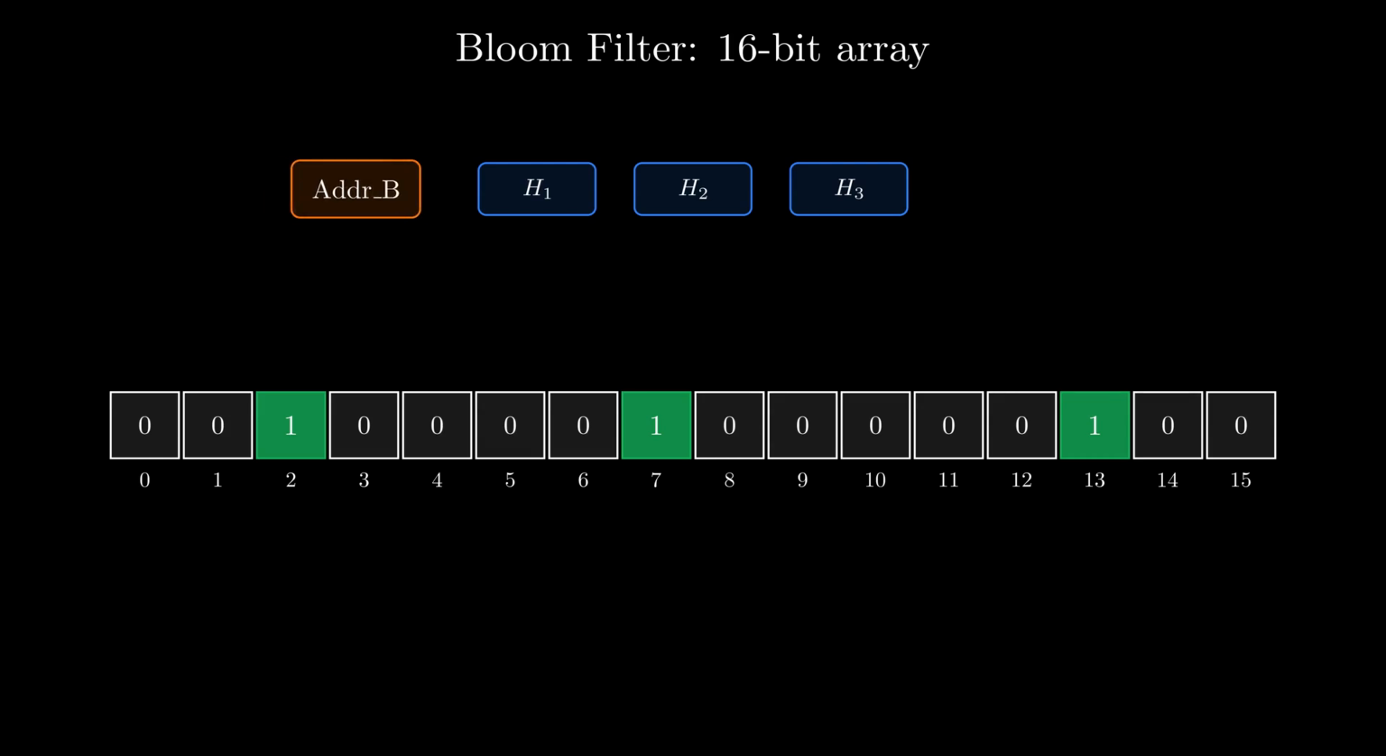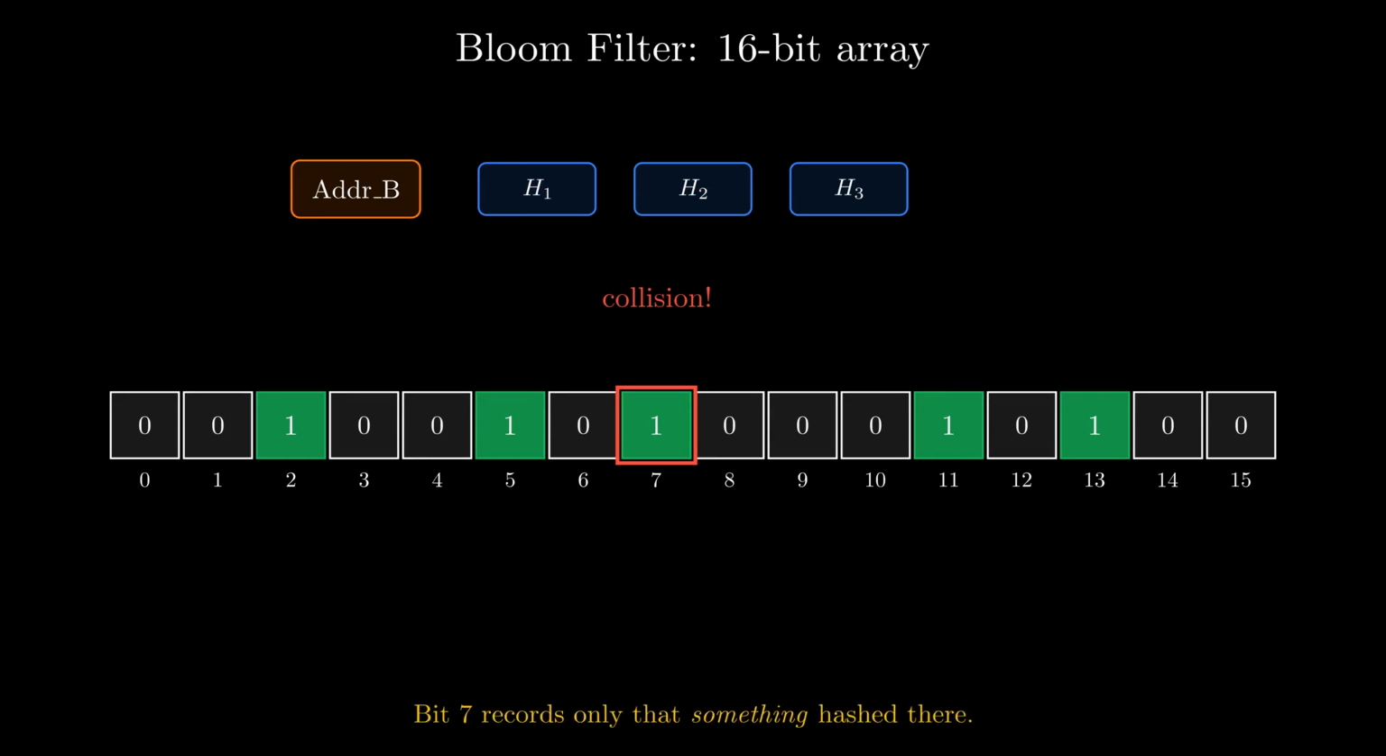Now add address B. Its hashes point to indices 5, 7, and 11. Notice bit 7 is already on. That's a collision, and the collisions are the whole point. The filter no longer records which address turned on bit 7. It only records that something did. 2 patterns, 6 indices, but only 5 bits flipped.